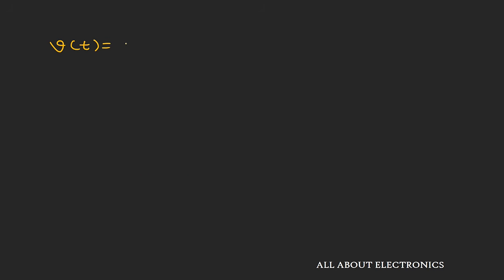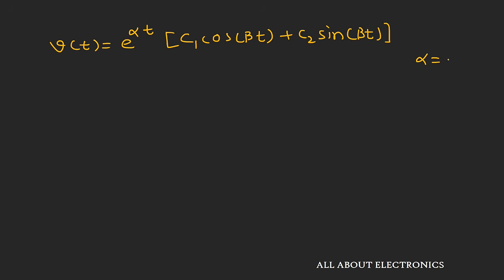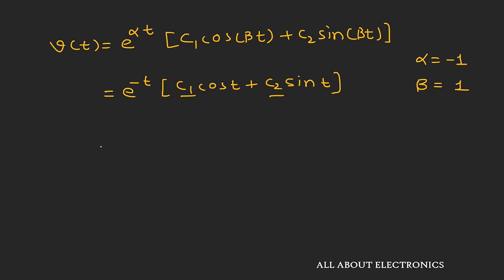Now the solution can be given as e to the power alpha t into c1 cos of beta t plus c2 sin of beta t. Here the value of alpha is minus 1 and the value of beta is also 1. So we will get the solution as e to the power minus t into c1 cos of t plus c2 sin of t. Now we need to find the values of c1 and c2 by applying the initial conditions.